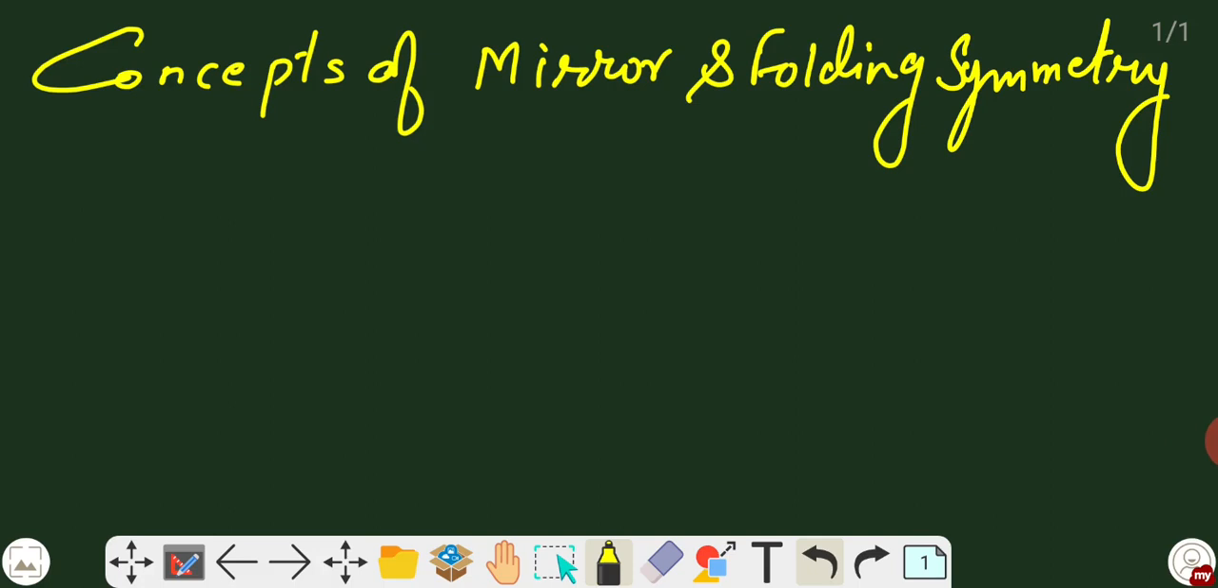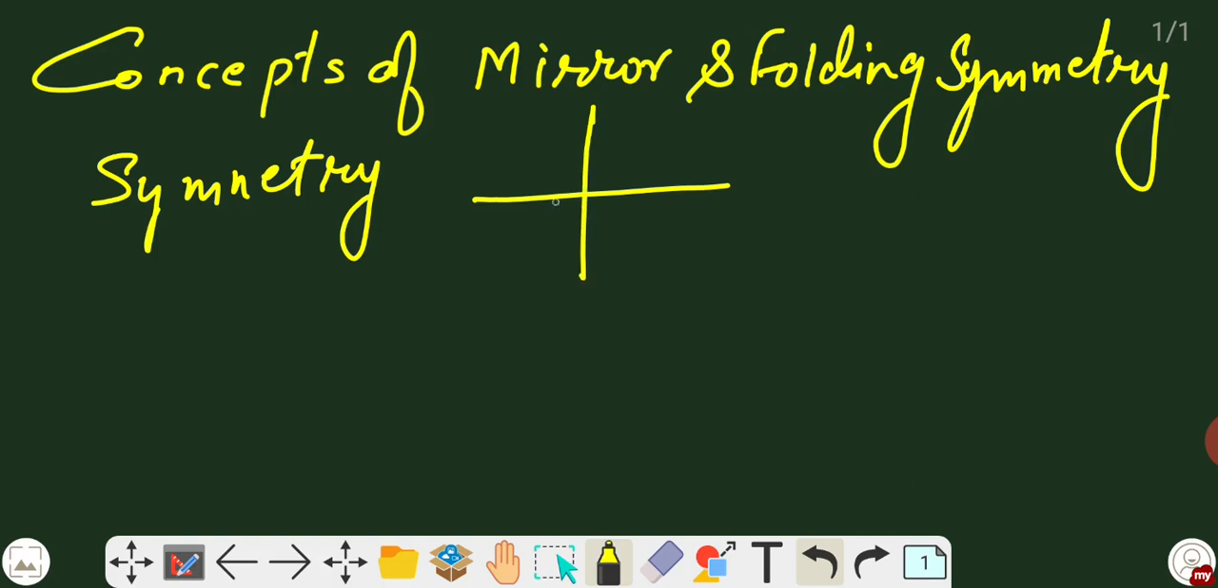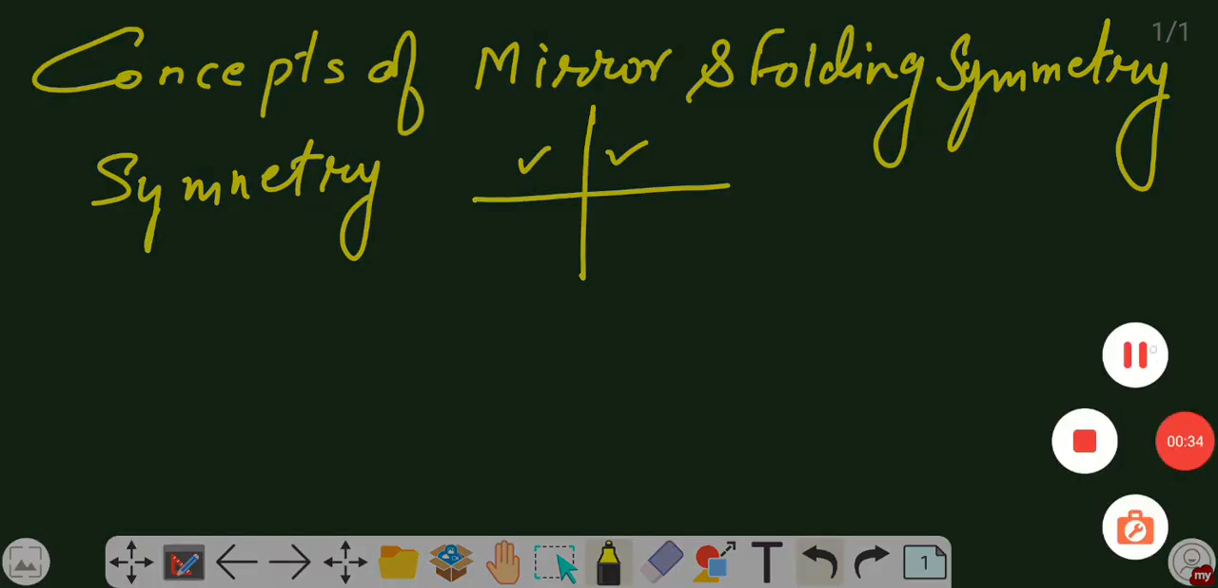So today's topic is the concept of mirror and folding symmetry. In this topic, what we are going to do is look at mirror and folding symmetry. First of all, what does symmetry mean? Basically, symmetry means anything that can be cut into two halves. That is what we call symmetry. Similarly, here we are following two types of symmetry: one is the mirror symmetry, and the other is the folding symmetry. Okay, so let us start with mirror and folding symmetry.